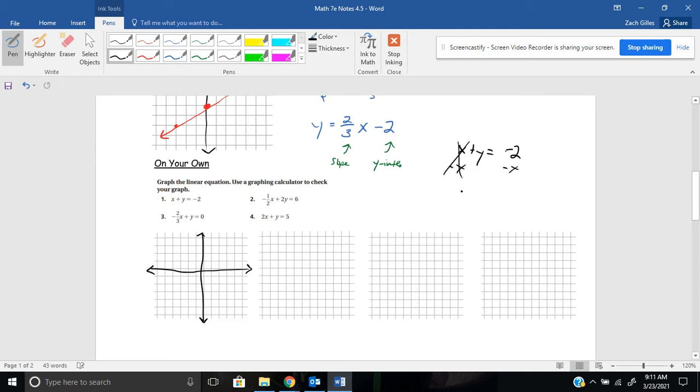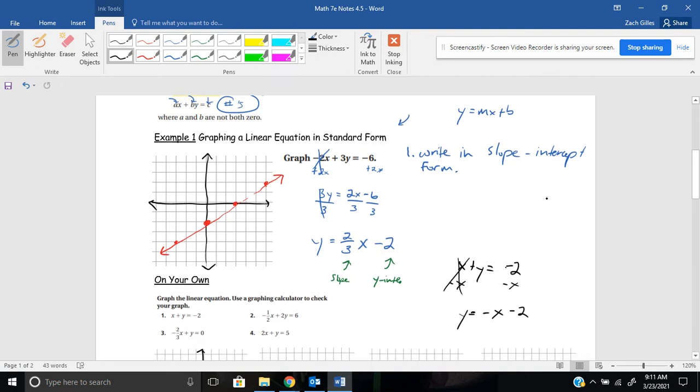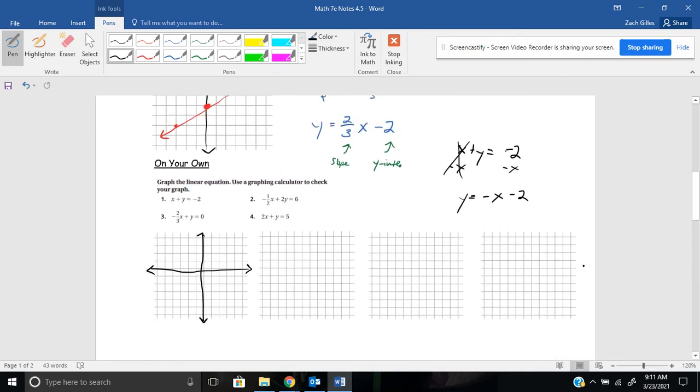Okay, that leaves me with y equals, again, I like to write my x first, so -x minus 2. And that's because in slope-intercept form, my x is written first. Okay, so that means my y-intercept is at -2, so I'm going to go down to -2, and I'm going to plot my y-intercept right there. And then my slope is -1. And remember, -1 can be written as a fraction as -1 over 1.